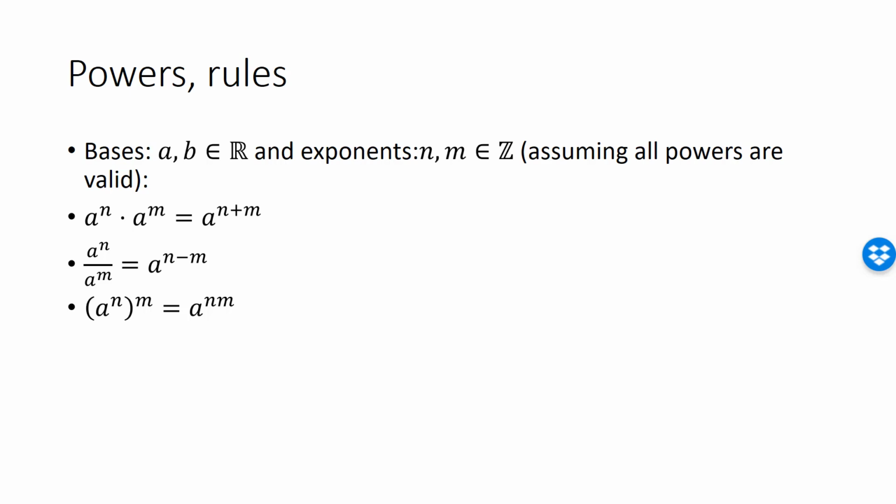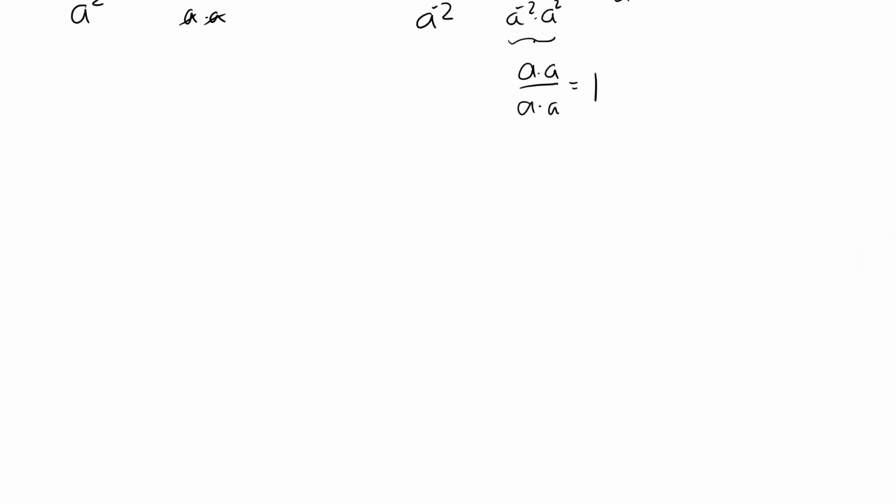The next power rule: I have a power where the base is a power itself. I have a to the n and that whole thing raised to m. The result is that I simply multiply the exponents. Let's check this as well. If I have a to the 3 as my base and my exponent is 2, this is equal to a to the 3 times a to the 3, which is a times a times a times a times a times a, or a to the 6. This is precisely what I get from the power rule, as 3 times 2 is 6.